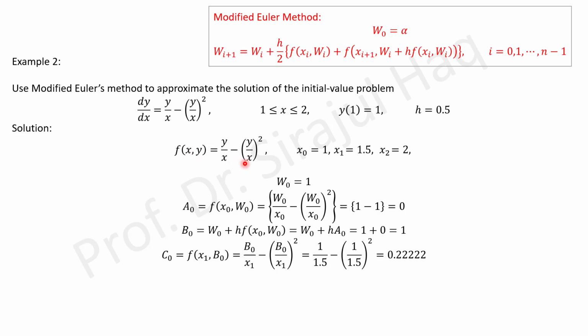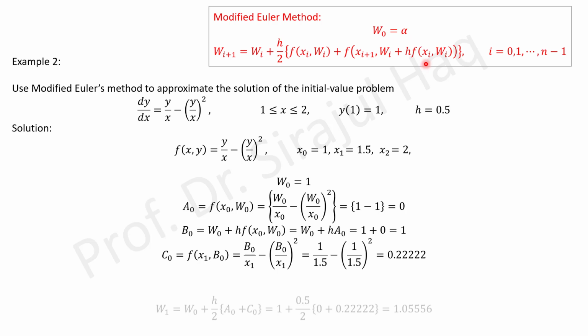So this is the function, b naught divided by x1. B naught you have computed, that is 1, divided by x1, you have 1.5. B naught is 1 divided by 1.5, and if you do this calculation, this is the value of the function. Now this is known, which I represented by A naught. This is known, which I represented by B naught.